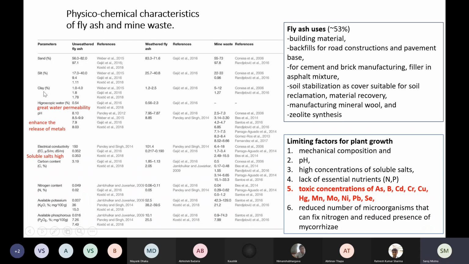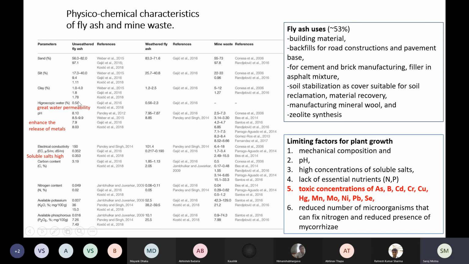Okay, so clay also exists. That's also present in the fly ash. That's a much finer composition, 1 to 4% or so. In addition to that, hygroscopic water, that is by virtue of the property of the material, how much water it is able to retain, is only 0.54%. Because you can imagine that sand doesn't hold water, silt doesn't hold water, and clay holds a little bit of the water.